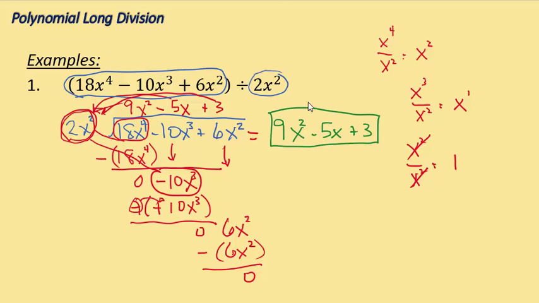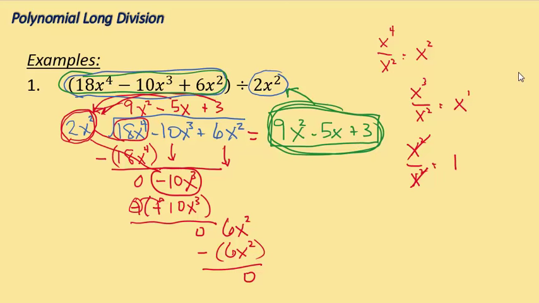If I want to check it, all I do is multiply this quotient, our answer is called the quotient, times the divisor, and it should give me my dividend. If I multiply 2x squared times 9x squared, I do get 18x to the fourth. 2x squared times negative 5x gives me negative 10x cubed, and 2x squared times 3 is 6x squared.